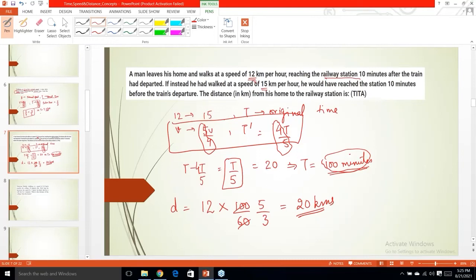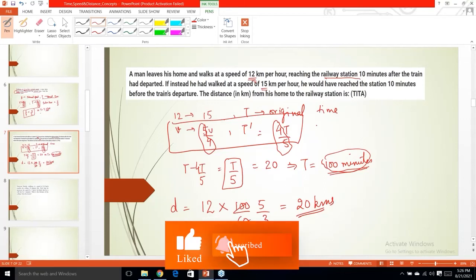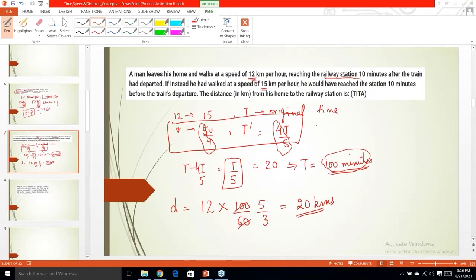If the train was scheduled to depart at 6 p.m., earlier he was reaching at 6:10, now he's reaching at 5:50. How much time is he saving? See, if the number is weird, the concept does not change. Only the calculation will change.